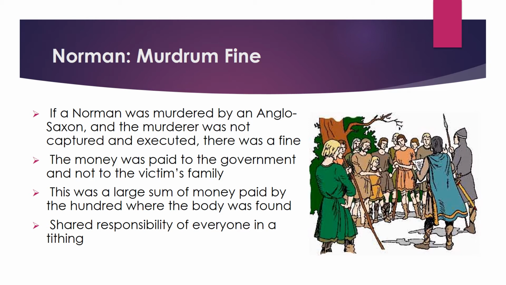It is specifically for the crime of if a Norman is murdered by an Anglo-Saxon, the murderer is not captured and executed, so they don't seek to find out who was responsible, they just incur a fine. This was brought in because when the Normans invaded, there was a lot of hostility between the native Anglo-Saxon population and the Norman invaders. So there was a lot of crime committed by Anglo-Saxons against the Normans, and this was trying to stop that happening. It was a very large sum of money because the Normans were automatically higher up in society than the Anglo-Saxons were. So this fine was massive.